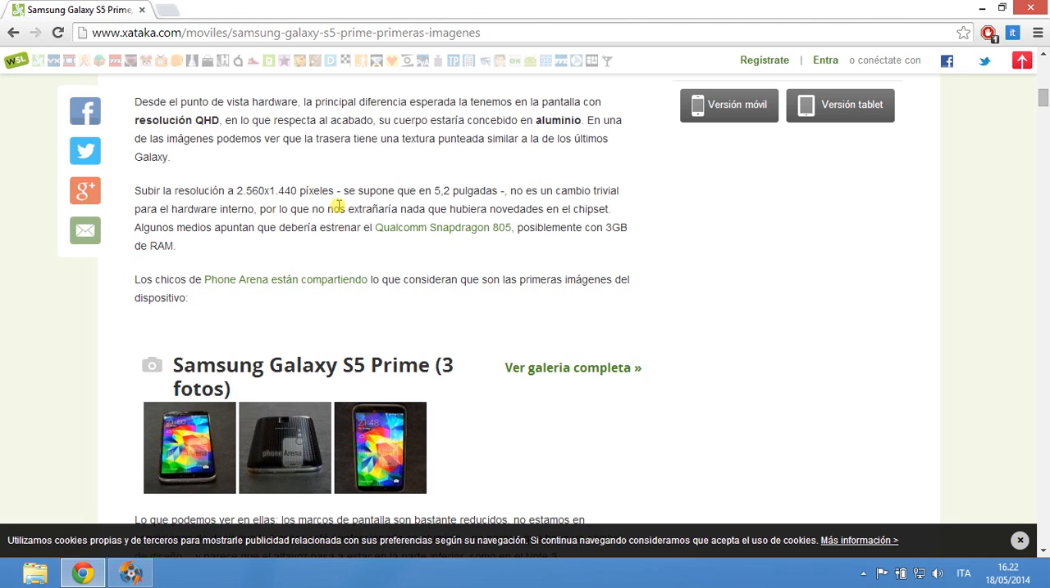This is not a small change, and Qualcomm Snapdragon 3 GB de RAM.